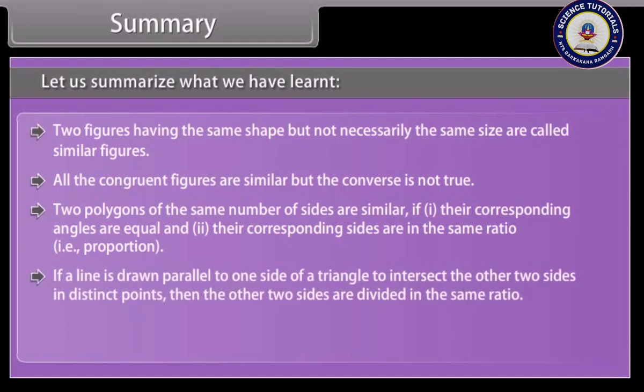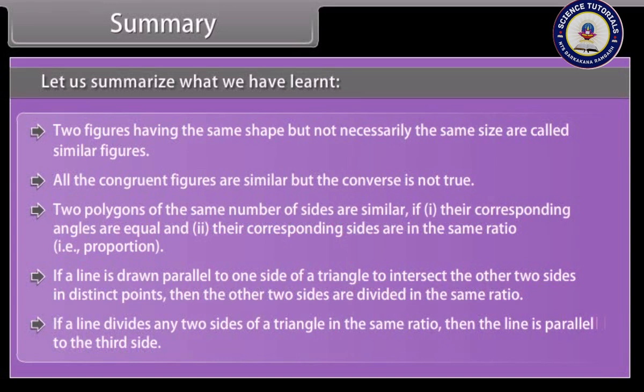If a line is drawn parallel to one side of a triangle to intersect the other two sides in distinct points, then the other two sides are divided in the same ratio. If a line divides any two sides of a triangle in the same ratio, then the line is parallel to the third side.